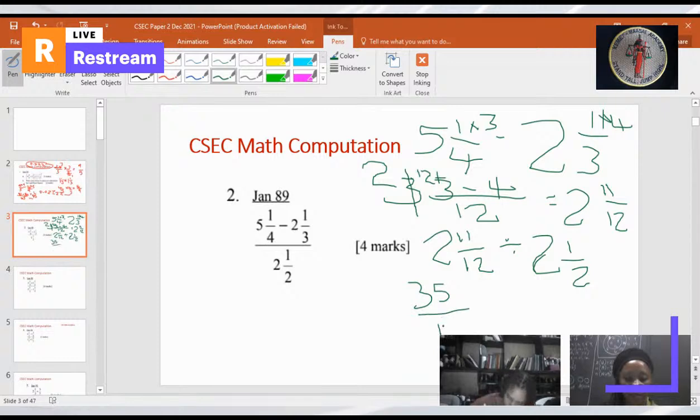We change the division to multiplication. 2 twos are 4 and 1, 5 over 2, and we're going to invert that, so it becomes 2 over 5. Now we can cancel. 5 into 5 is 1, 5 into 35 is 7. 2 into 2 is 1, 2 into 12 is 6.